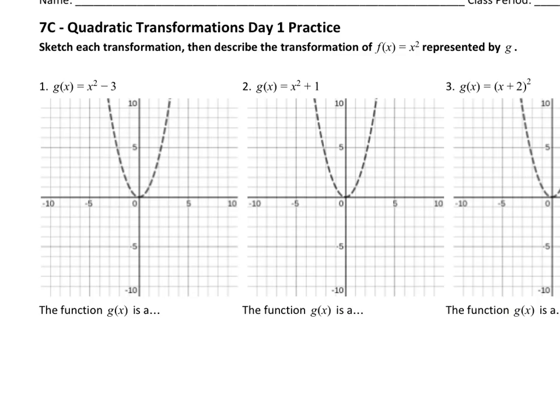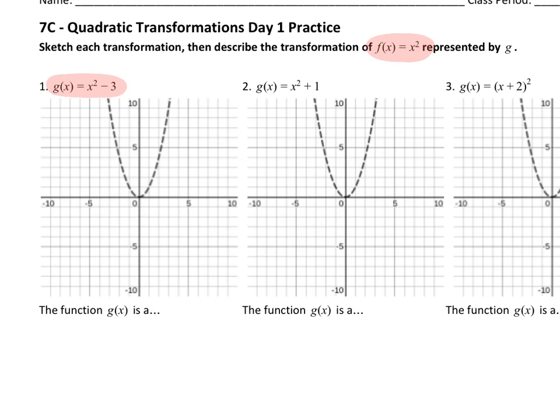The first part says to sketch each transformation, then describe the transformation of f of x equals x squared. That's the parent function that is represented by g. Now, again, that means you need your parent function the whole time. I highly recommend that when you go home and it doesn't show up as a dashed black line, that you at least make it dashed so that that's the way you're learning. Okay? So if we were to put the parent function into Desmos, and then also put number 1 into Desmos, we need to see what's going to happen.